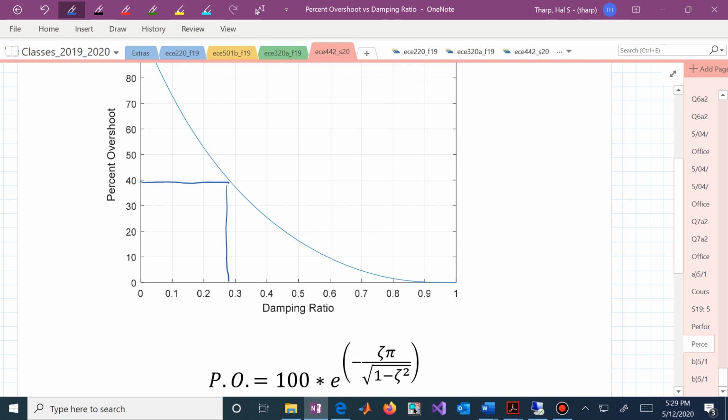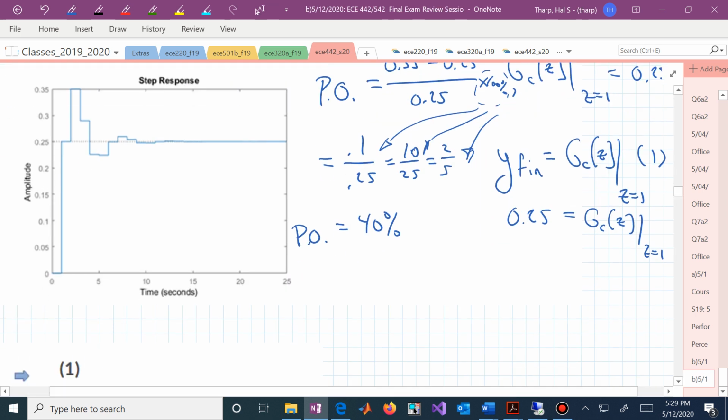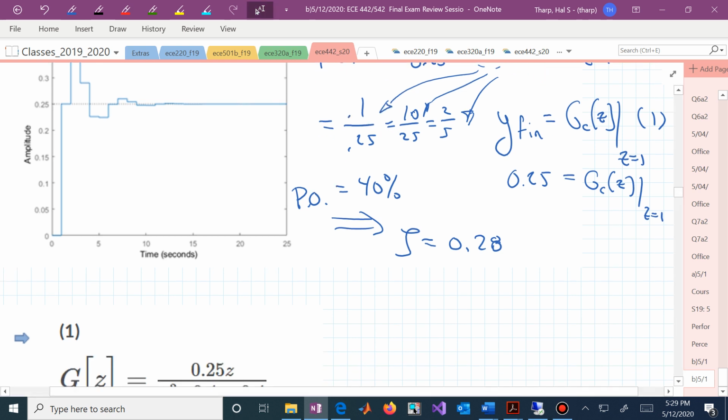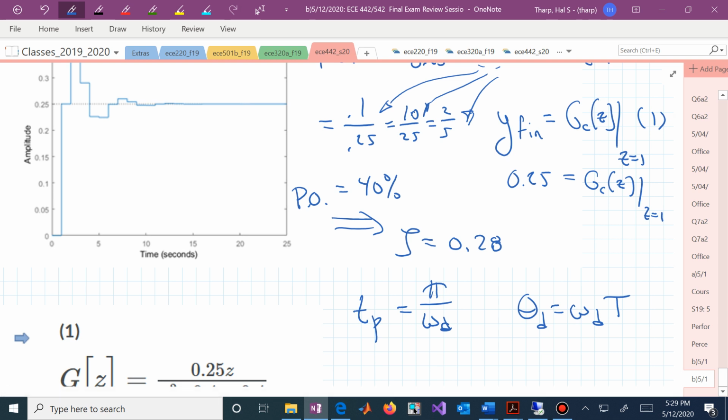Now I know that my damping ratio is 0.28, roughly. If I now have a damping ratio of 0.28, what does that allow me to do? Well, I can look at my time to peak. Time to peak is pi over omega sub d in the analog setting, and we know that theta sub d in a discrete time setting is omega sub d times T. Now we can use that information to solve for theta sub d based on when we peak.